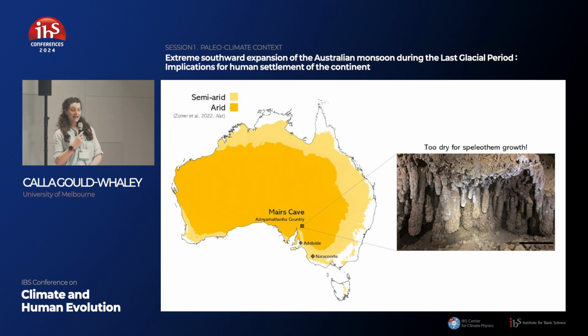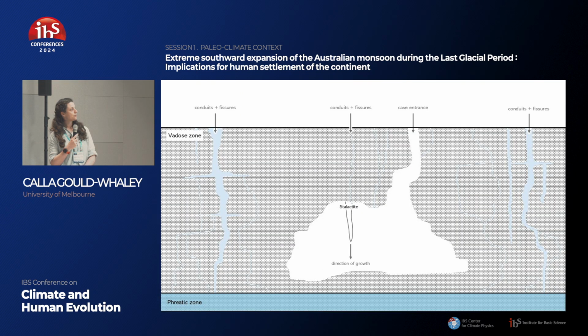And today, it's way too dry for speleothem formation, so there doesn't appear to be any active speleothem growth, but it has these really interesting formations with a really distinctive bulbous shape to them. So for some context on how these grew, they began as stalactites hanging from the ceiling of the cave with a downwards direction of growth.